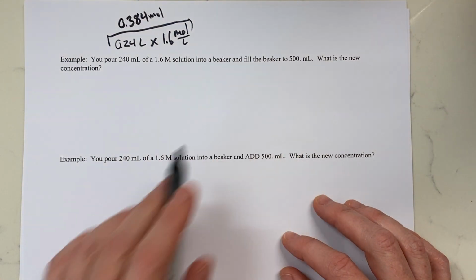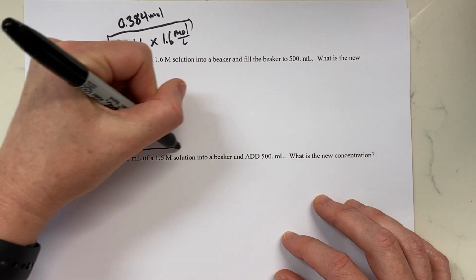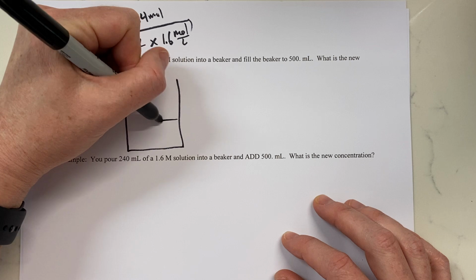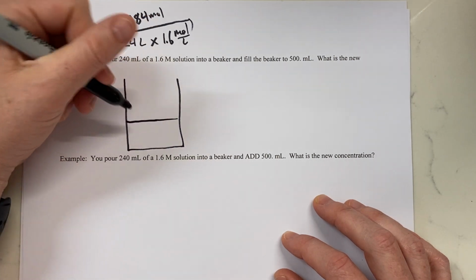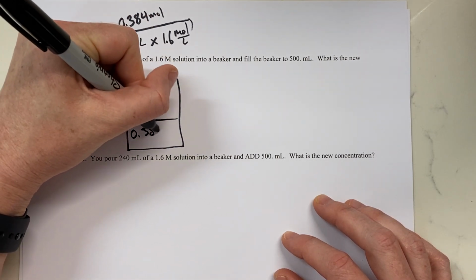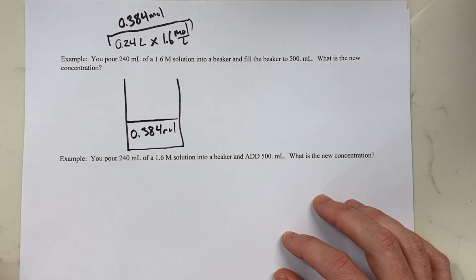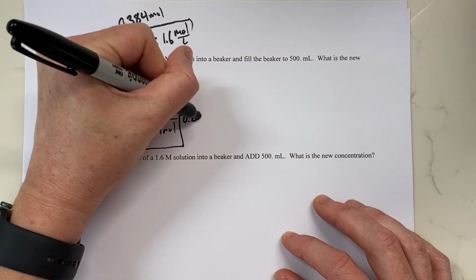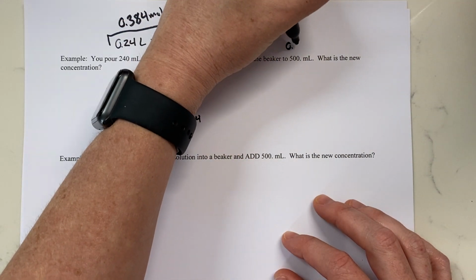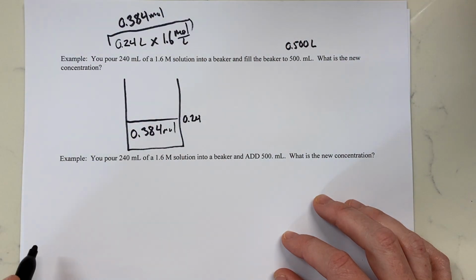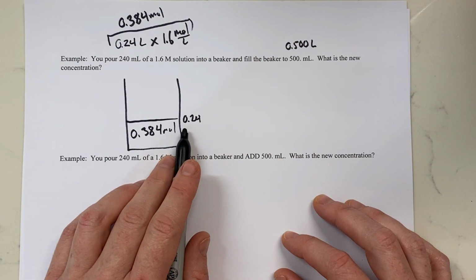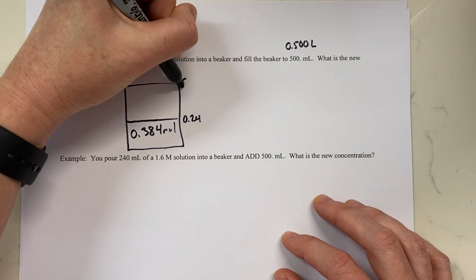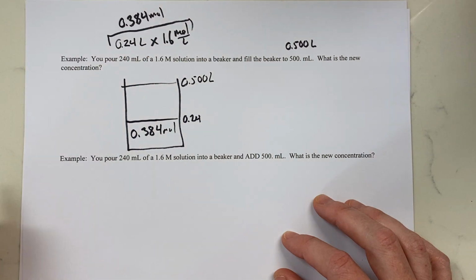And then it says you fill the beaker to 500 milliliters. Well, let's go ahead and draw this out. You've got some kind of beaker. In that beaker, you start off with 0.384 mole. And originally you had 0.24 liters. This is 0.500 liters. So you take that 0.384 mole and you fill it to 0.500 liters. What is the new concentration?